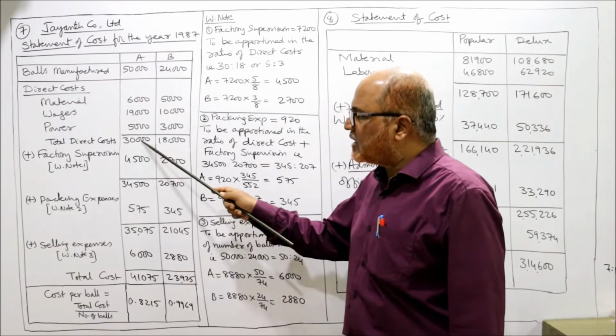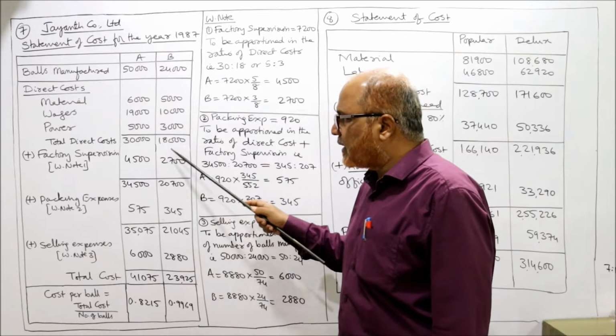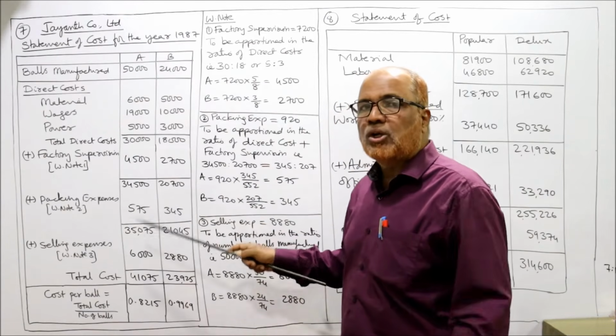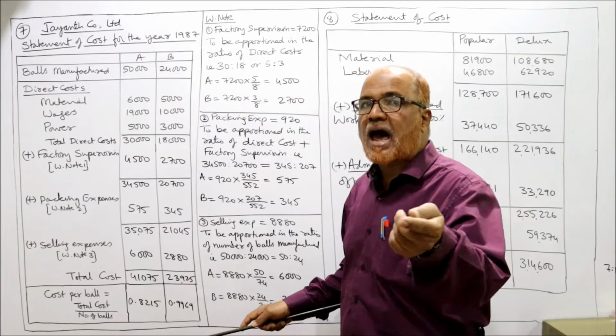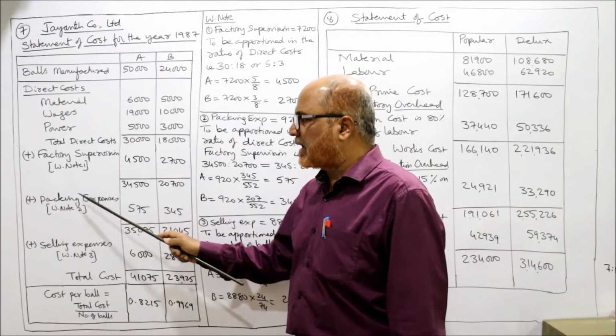The total of direct cost and factory supervision दोनों को ऐड कर लो 34,500 and 20,700. This is the total of direct cost and factory supervision. Right? The next overhead is packing expenses.